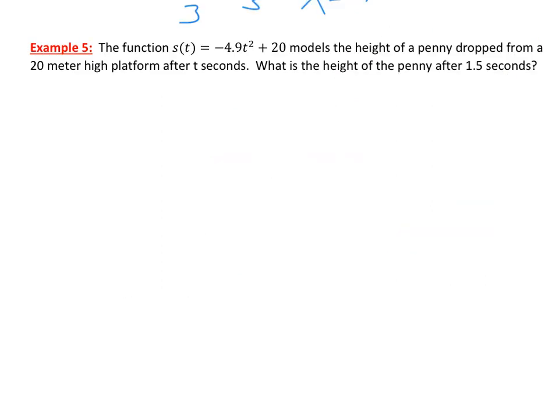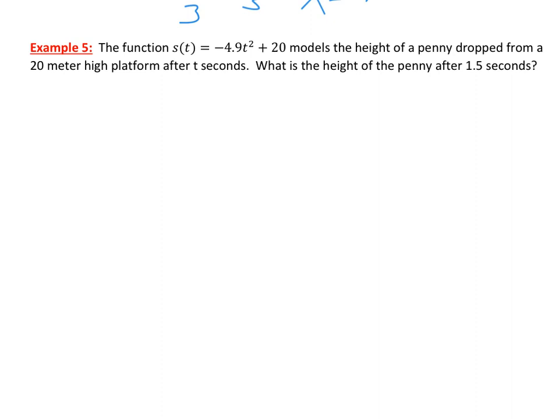Okay, the next problem is a word problem using function notation. The function s of t is equal to negative 4.9 t squared plus 20 models the height of a penny dropped from a 20 meter high platform after t seconds. What is the height of the penny after 1.5 seconds?